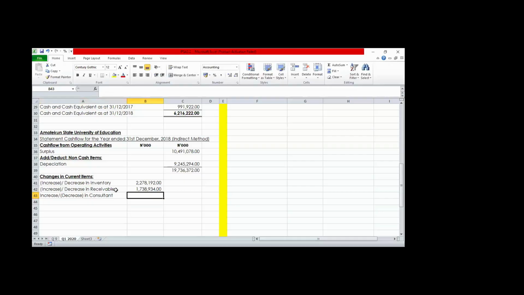This one will be a decrease. 3 million, 3,924,042. The next one, increase or decrease in what again? Others.